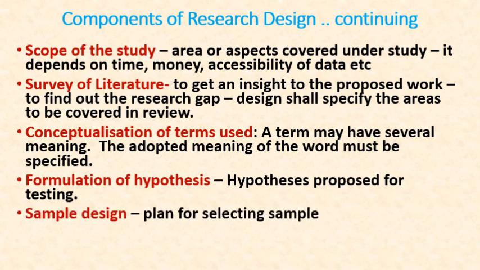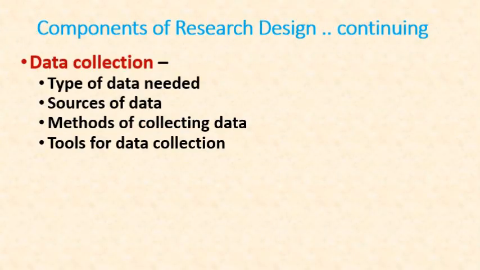Then sample design. That is the plan for selecting sample. The research design shall specify the sample design. That means which method of sampling is to be adopted and what will be the sample size, etc. Then data collection. All the aspects relating to the data collection are to be included in the research design. That means the type of data needed for research, then sources of data, that means from where we can collect data, then methods of collecting data such as observation, interview, survey, etc. can be used for collecting data.